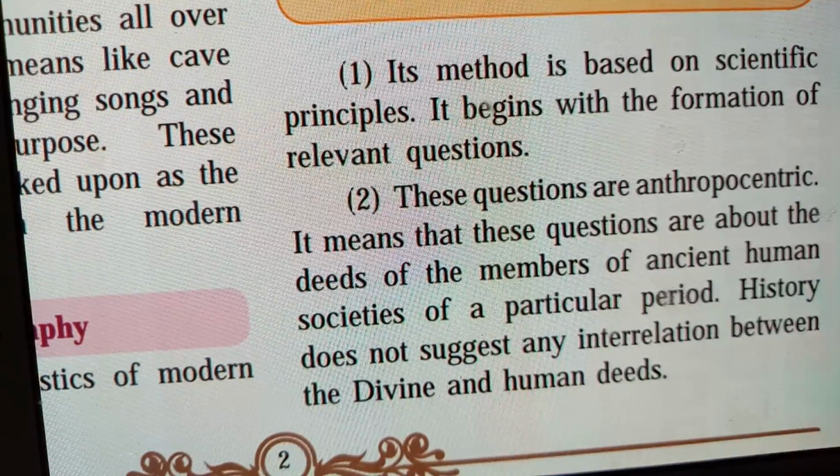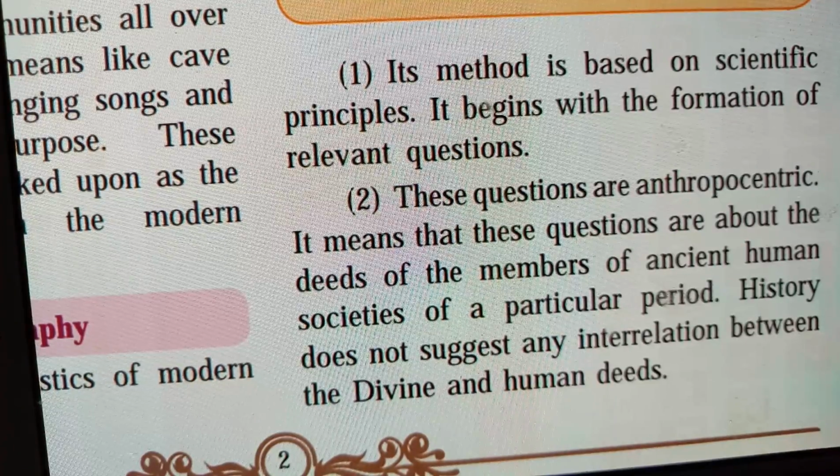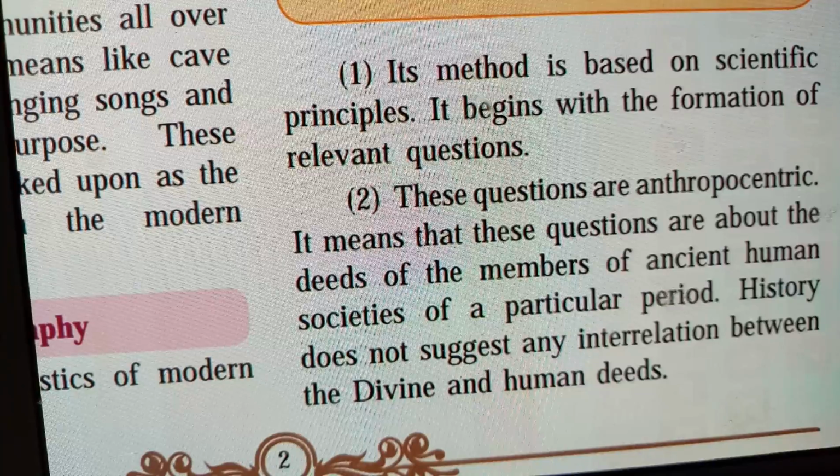Its method is based on scientific principle. In olden times, people used to assume that whatever information is shown in the historical documents is correct. But nowadays we use a scientific attitude to understand the information in the historical document. It begins with the formation of relevant questions. When you have historical documents, you check whether the information is correct or wrong, and only then do you come to the conclusion. So you will be repeatedly asking questions about whether that information is correct or not.